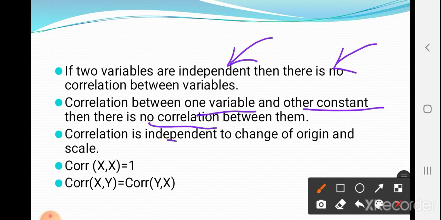Correlation is independent of the change of origin and scale. The next property is correlation of x and x is always 1, that is perfect positive correlation. Correlation between x and y is the same as the correlation between y and x.